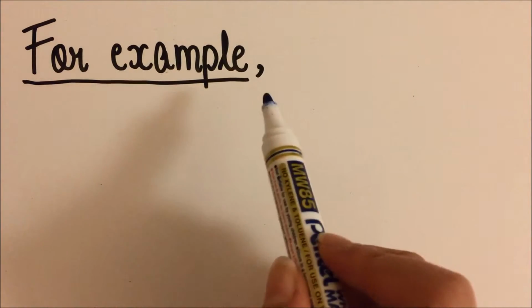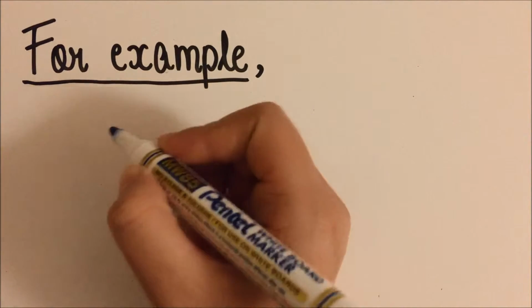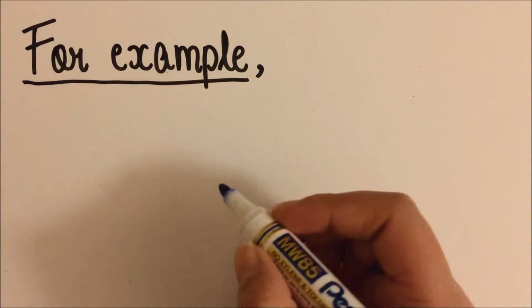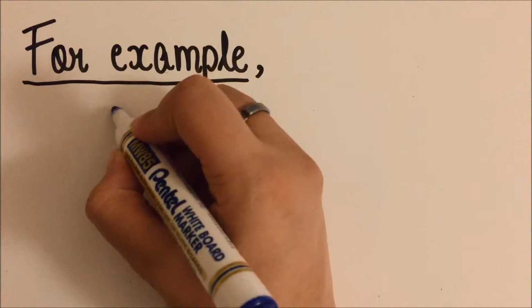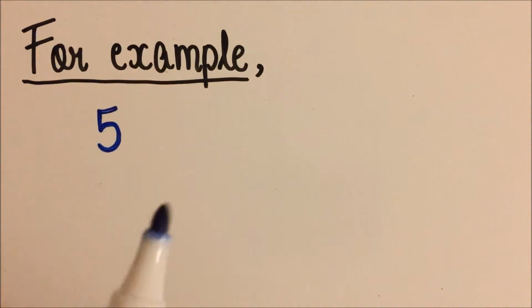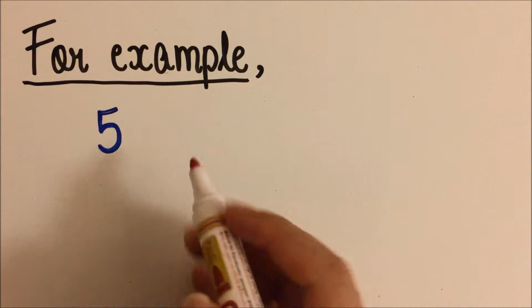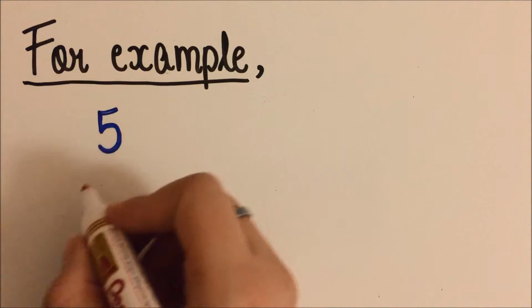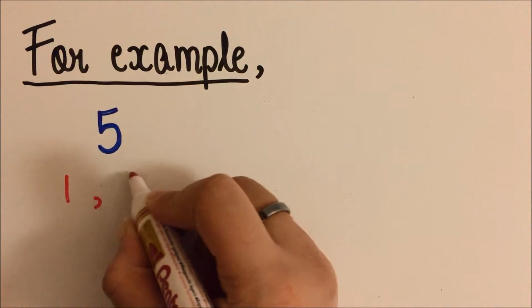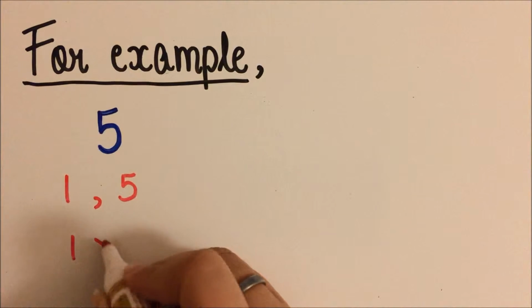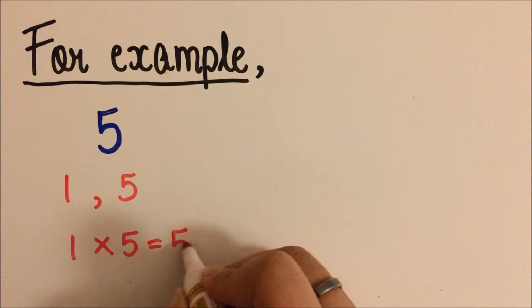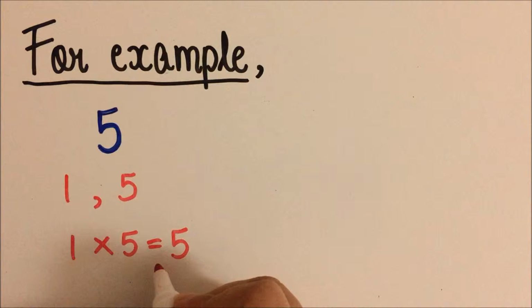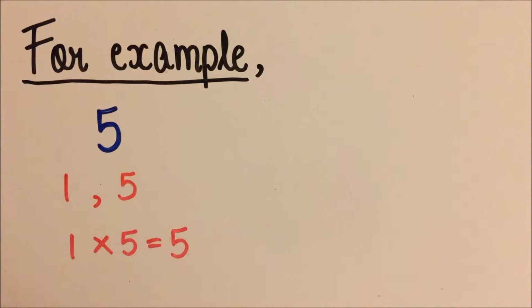So let's take a look at an example here. I'm going to show you 2 numbers. One of them is a prime and the other one is not a prime. So let's take a look at our first number. So 5. We know 5 is a prime number because only 2 numbers multiply together to give us 5, and that is 1 and 5, because 1 times 5 gives us 5 and nothing else multiplied together gives us 5.